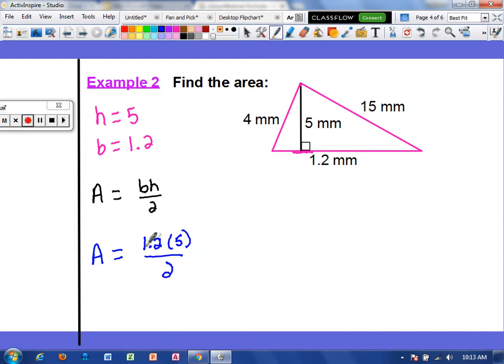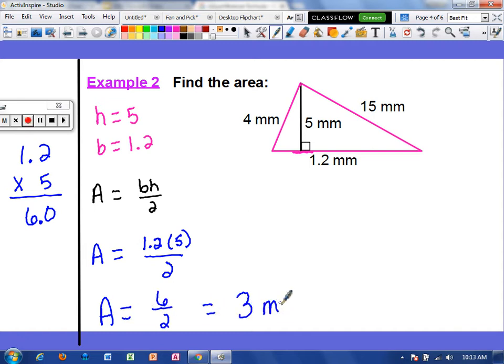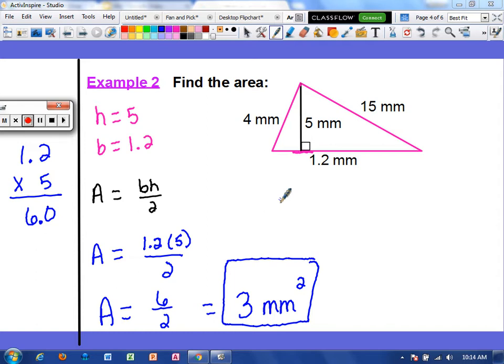Alright, I'm going to work this out on the side. 1.2 times 5. Now, you could think of this as it's just 12 times 5, which is 60. And then we have one decimal place, so it would be 6. So the area equals 6 divided by 2, which is 3. So the area would be 3 millimeters squared. Now I do want to point out that obviously this picture is not drawn to scale, but just bear with us.